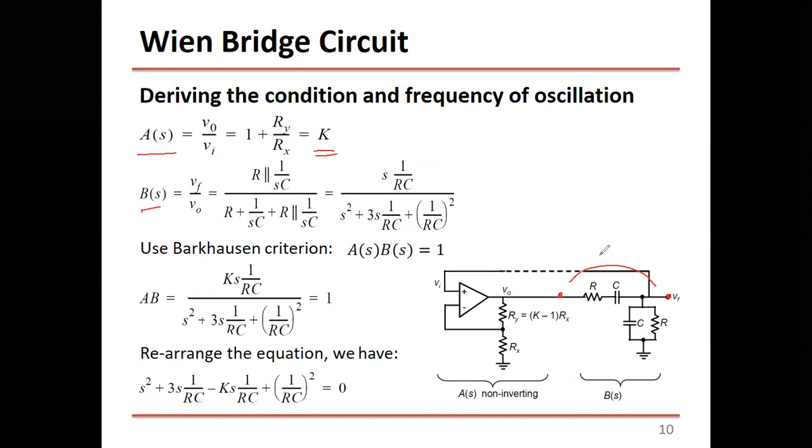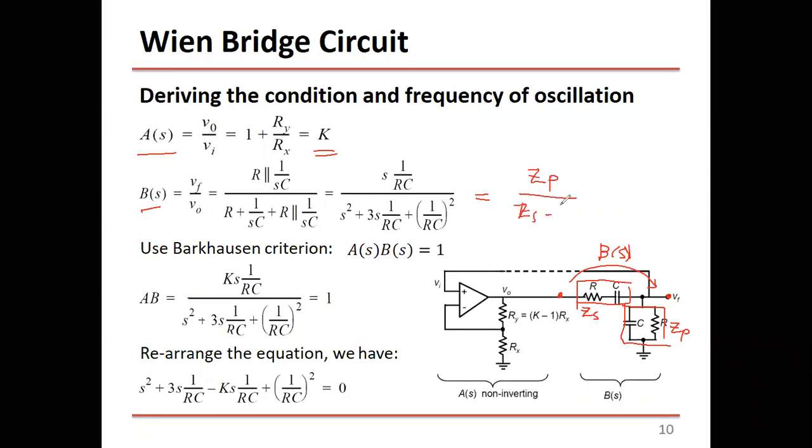Okay. Well, you have here one impedance, and you have here another impedance. This is called Z series, and this is called Z parallel, right? So to find B of S is Z parallel divided by Z series plus Z parallel, right? How much is Z parallel? Z parallel is the resistor R parallel to the impedance of C, which is R parallel to 1 over SC.